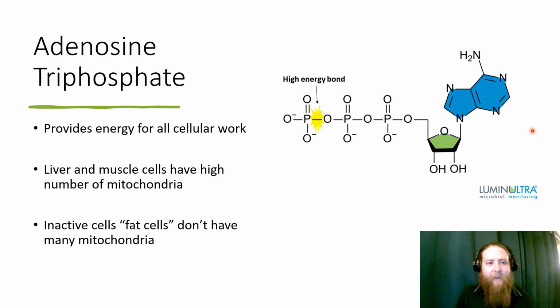All right, adenosine triphosphate. We've talked about this molecule before. This is the ATP. This is the one that provides all the energy for cellular work. Liver and muscle cells have a high number of mitochondria. They do a lot of energy production. Inactive cells like fat cells don't have a lot of mitochondria. They're not as involved in making or breaking apart energy. They're more involved in just storing it.